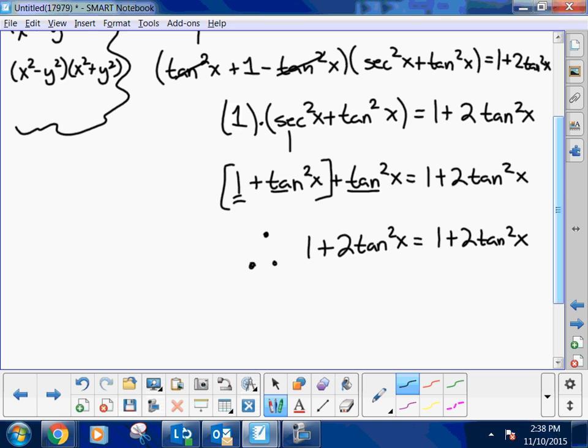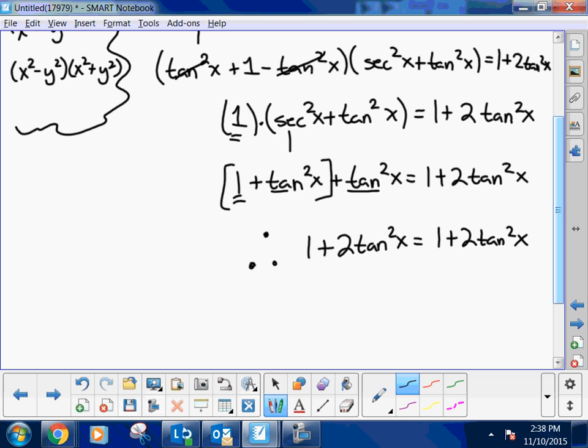Now, I guess more of anything, you're probably wondering what happened to this one, right? Oh, this one right here? This is because when you look at your identity sheet, secant squared x equals 1 plus tangent squared x. That's the reason why. That's where that portion came from. All right. So good. So let's go ahead and move on to another one.